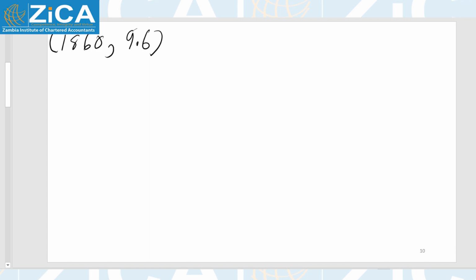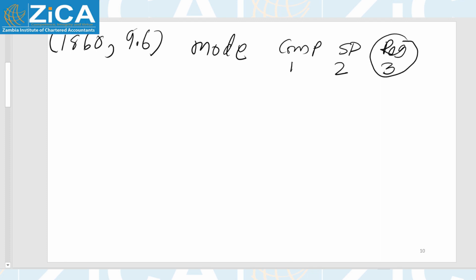you just go to mode. If you place the mode there on your calculator, it will show you COMP, which is 1. Then it will show you standard mode, which is 2. It will show you regression, which is 3. 3 is the regression analysis, which is the question you have been given. If you place 3, it will take you to line, linear regression, which is number 1.